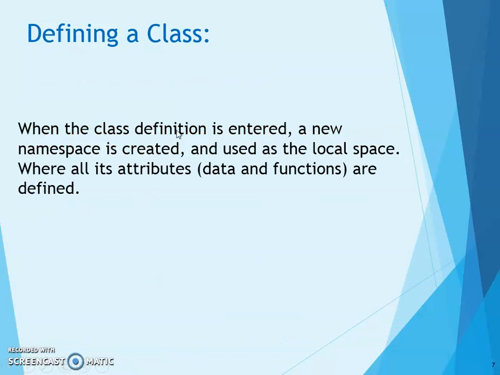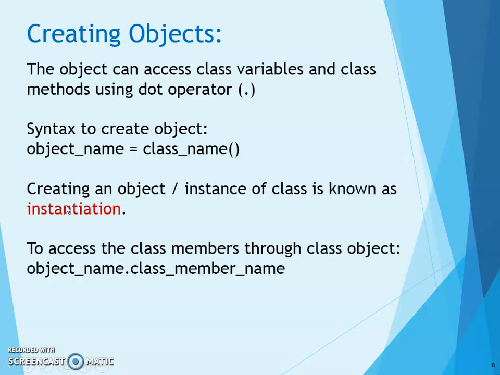Now whenever we are defining a class, a new namespace is created. That namespace is used as a local space where all the attributes, that is all the data, or we can say all the variables and the functions, are defined. Now this class object can access class variables and class methods using the dot operator. What we said? We said that class contains variables and methods. So we can access these class variables and class methods using the dot operator.